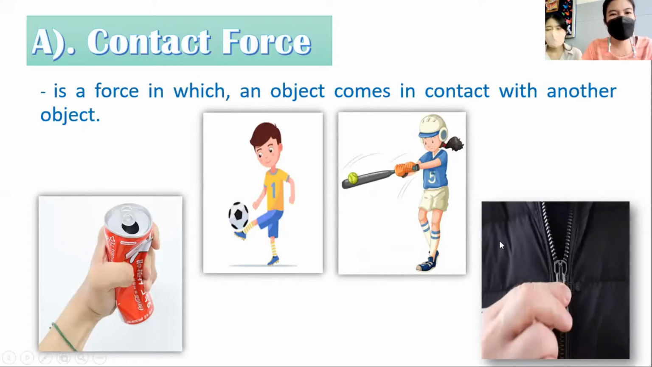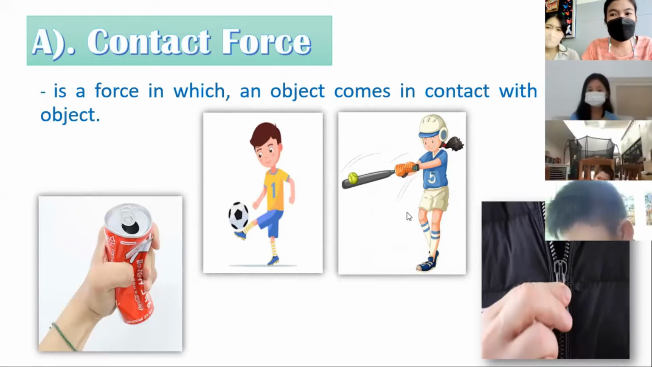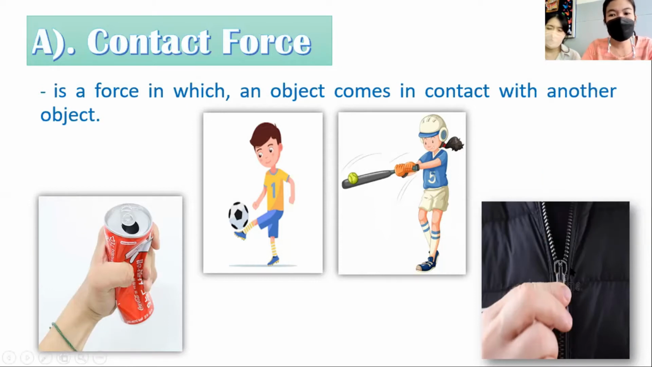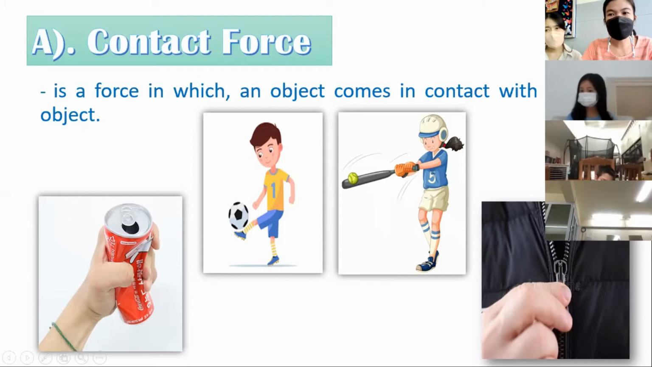All of these things we do because of contact force. There will be no crumpling of the can if we are not touching it, and there will be no kicking of the ball if we are not touching the ball with our foot. There will be no contact force if we are not touching the baseball bat, and there will be no closing of the zipper without touching the zipper. So that is contact force.